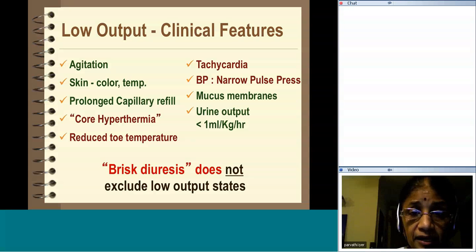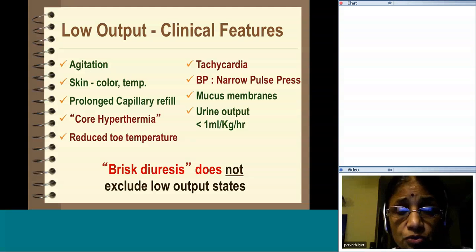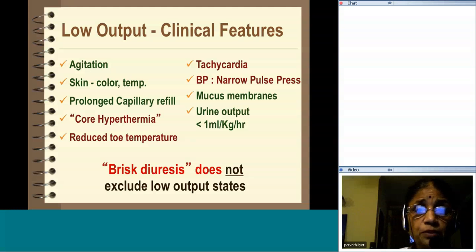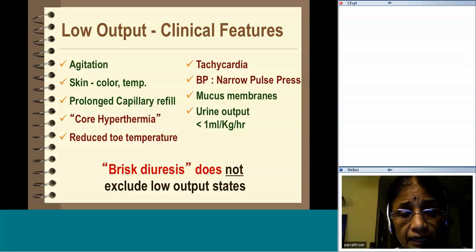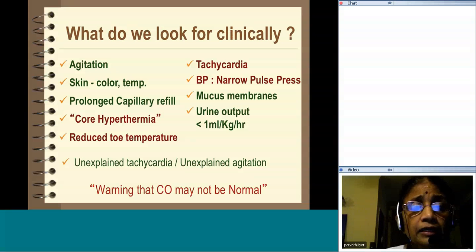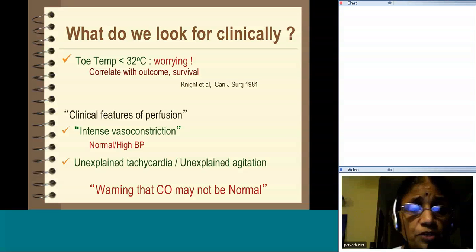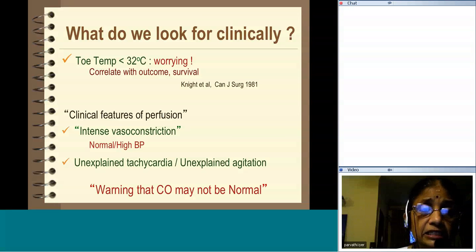On the other hand, there are some who are stressed out, who have very high blood sugars and an osmotic diuresis, which means you have a brisk diuresis. This does not exclude a low output state, because you can get secondary hyperglycemia if a child is very sick. Now let's look at toe temperature. If it is consistently less than 32 degrees, it's a bit of a worry, and in the old days it has been shown to correlate with outcome and survival. A very reassuring toe temperature is about 34 degrees.